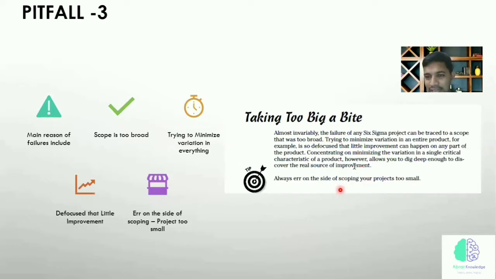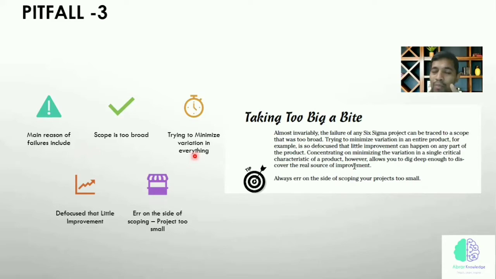Pitfall number three is taking too big a bite. I have just made a quick summary here. The main reasons for failure include the scope being too broad. We just want to suddenly implement Six Sigma everywhere, and all that. So the scope part we have to be extremely careful about. We need to see the viability, which part is feasible, and all that. As a horizontal deployment, we can do it once the project is successful, and then as a horizontal mechanism we can implement the same best practices across the board, trying to minimize the variation in everything.